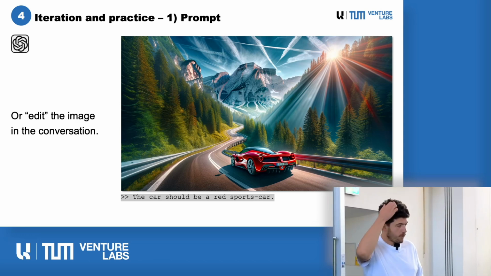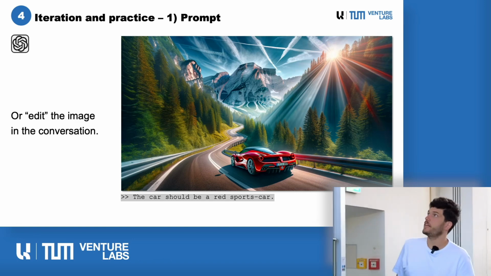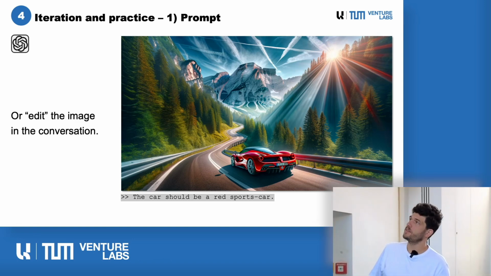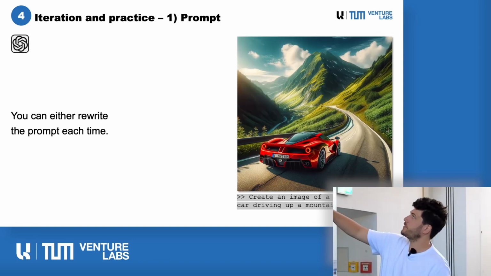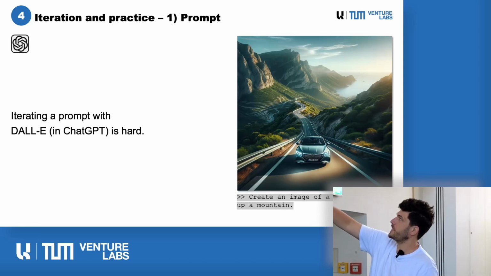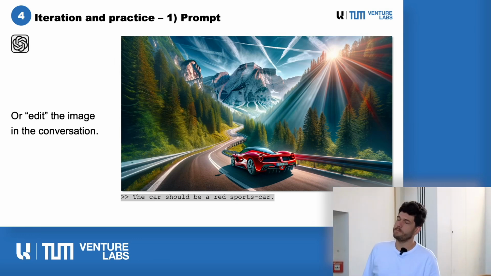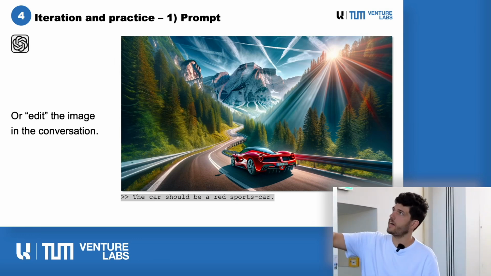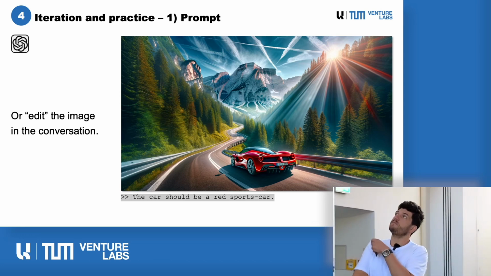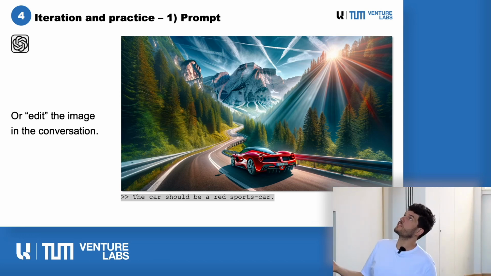Yeah, and you can also edit the conversation in DALL-E. So we try to basically have this create an image of a car driving up a mountain, and then edit the conversation: the car should be a red sports car. It's something completely different, and it's by far the worst picture that we've seen today.